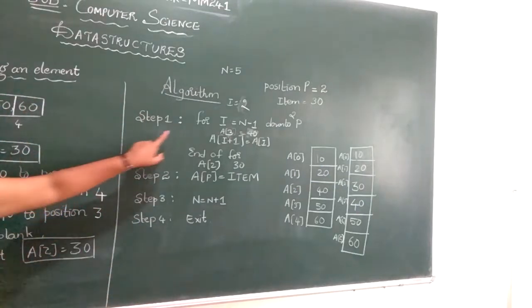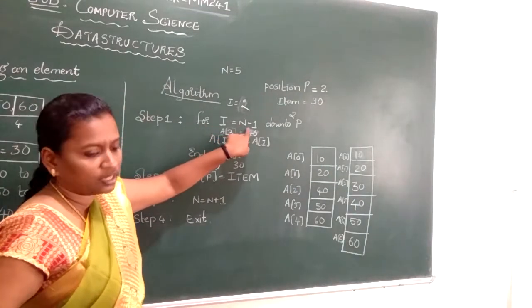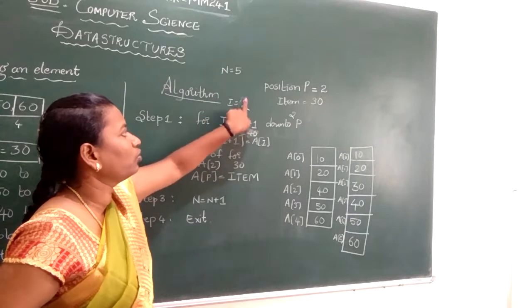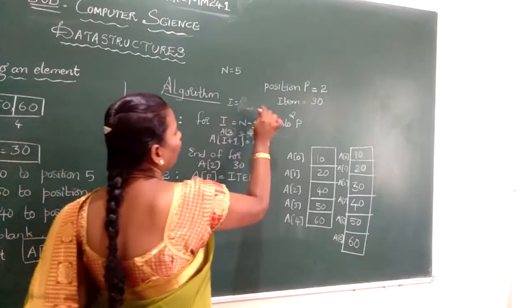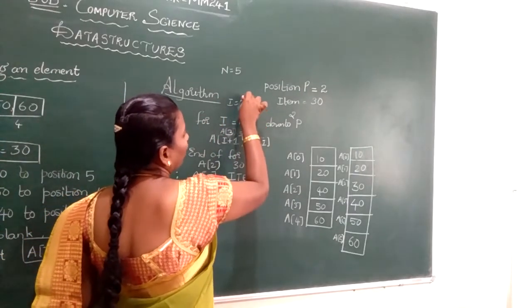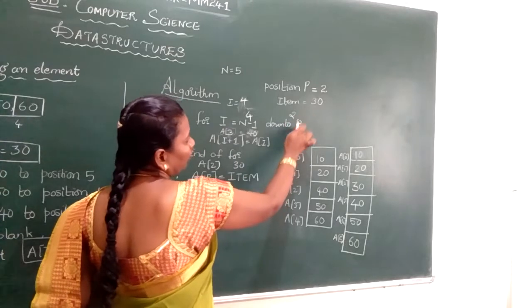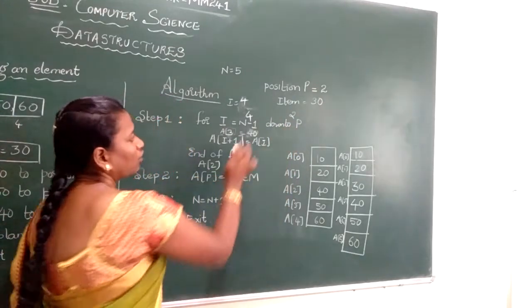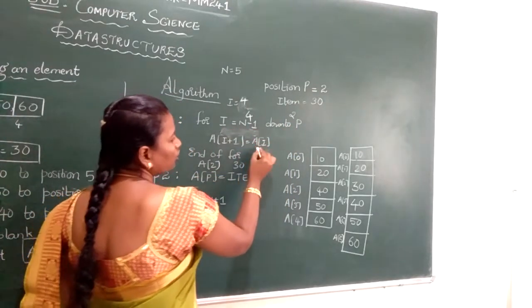I repeat. For I is equal to n minus 1. What is the n value? 5. What is 5 minus 1? 4. Okay. So your I value is 4, down to P. What is your P value? 2. So what is the A of I? What is the A of I?